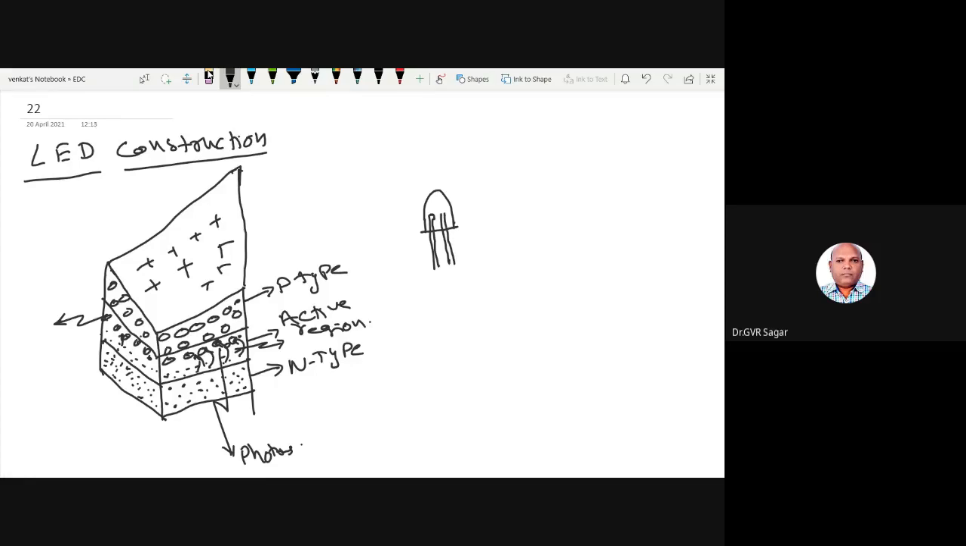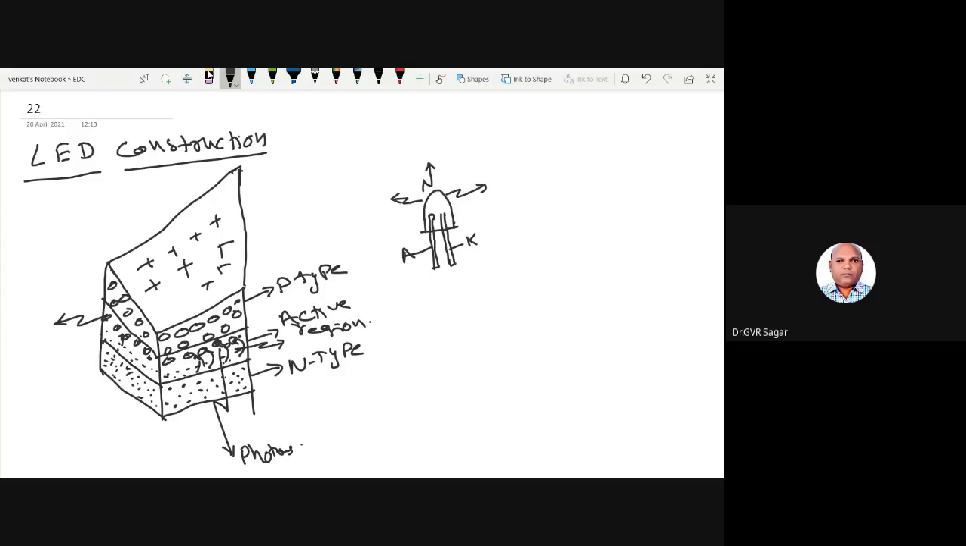These are two electrodes, one acting as a cathode and the other as an anode. In this structure, the active region is placed here. This active region is continuously generating light in all directions. This is the physical symbol. So this is about the LED.